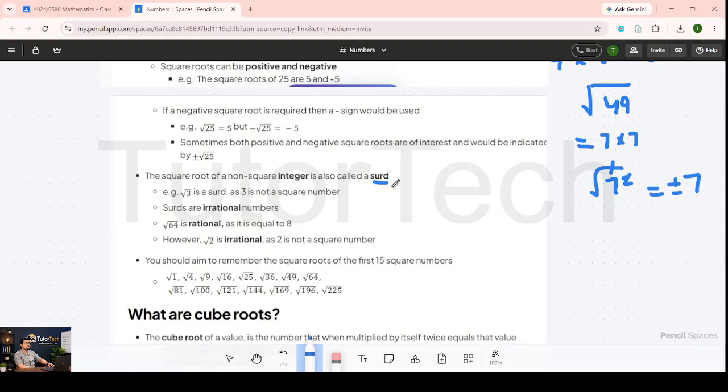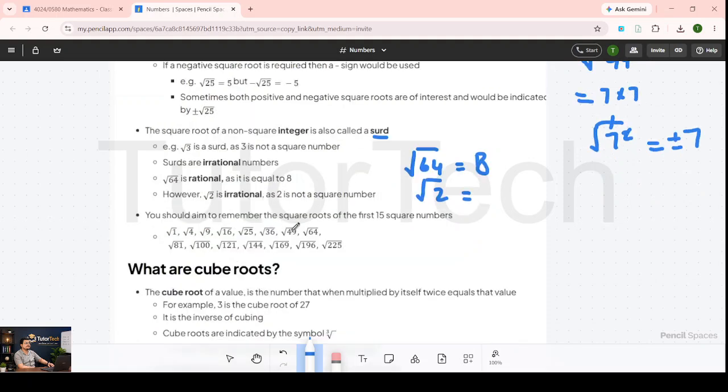Like we have a non-square number, root 3. So root 3 is a surd because 3 is not a square number. So surds can be irrational. Surds are irrational, but they can be rational, because root 64 is rational: when we solve it, we get an answer of 8. However, root 2 is irrational. Why is root 2 irrational? Because 2 is not a square number. So this one is irrational.